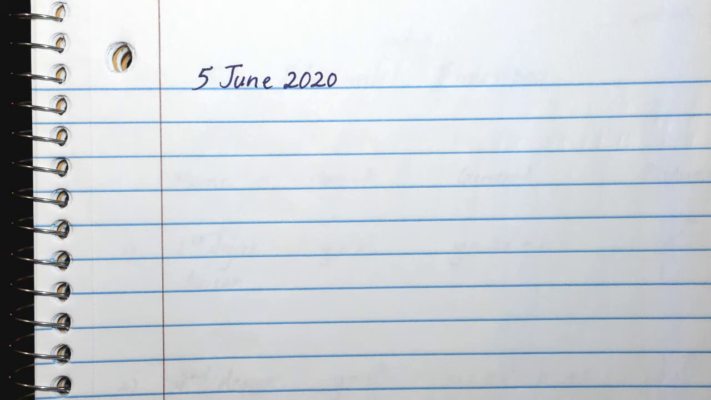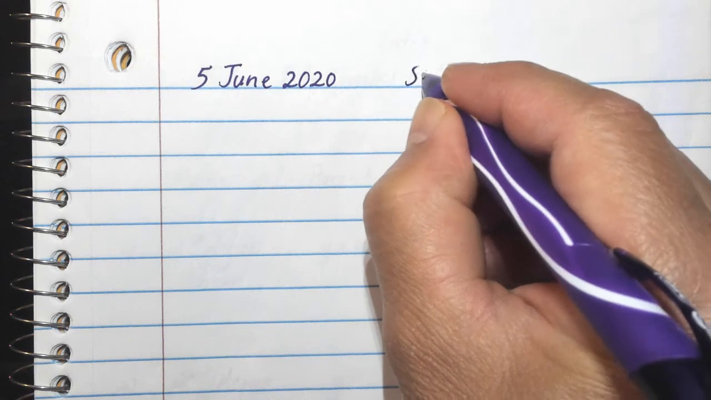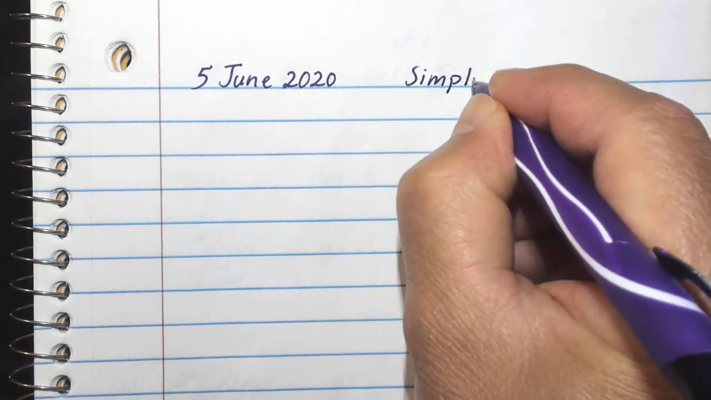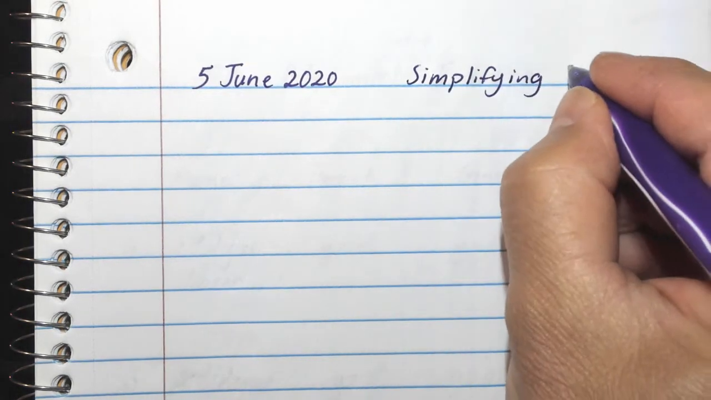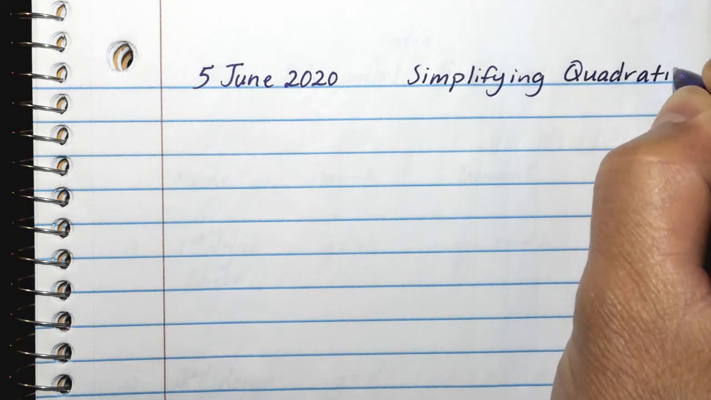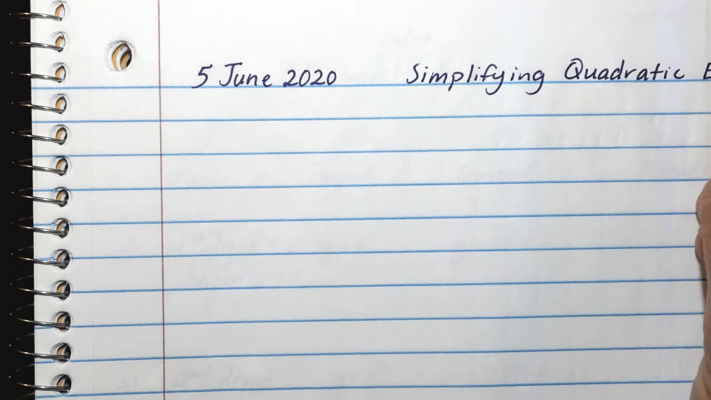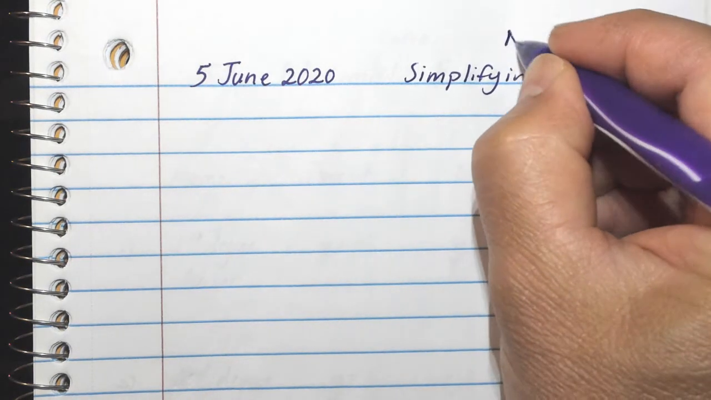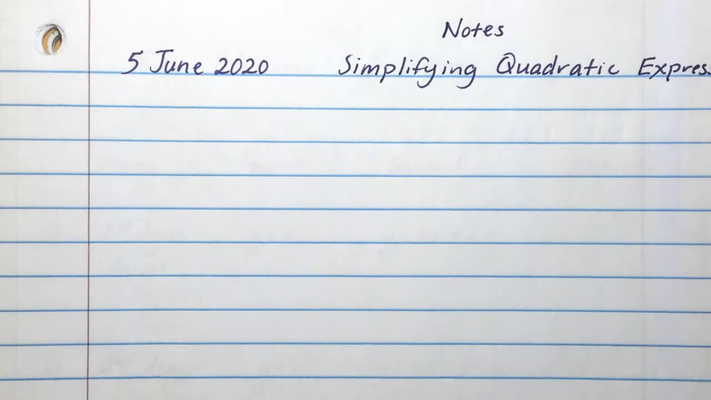Let's see. What are we doing today? We are simplifying quadratic, sounds so fancy, expressions. And notes. It's really not notes, just a lot of vocabulary though. Let me zoom out real quick.